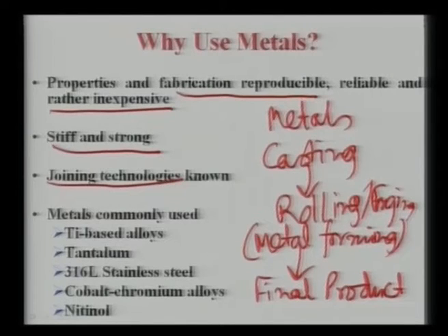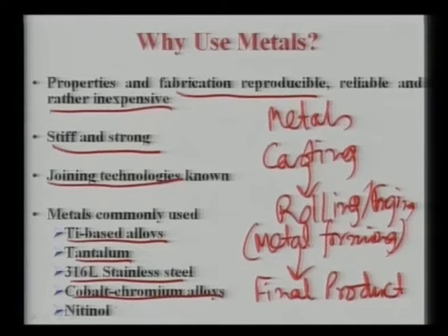Now the metals most commonly used for biomedical applications are titanium-based alloys, tantalum, 316 stainless steel, cobalt chromium alloys, and nitinol. If you recall yesterday's lecture, I told you that nitinol is a shape memory alloy. Cobalt chrome alloys can be used as knee joints, and stainless steel is used mostly for plates or screws. Titanium-based alloys can be used as the stem of the artificial hip, that is, the total hip replacement part. So these are standard uses of these different metallic materials.